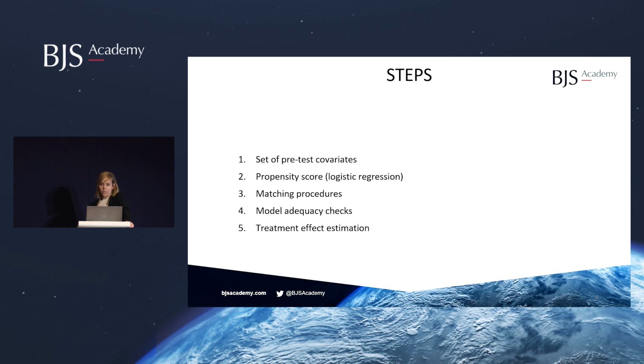So now that we understand a little bit the rationale of the propensity score, let's break down the process into the different steps. The first one and the most important one is to select a set of pretest covariates. And I will explain a little bit more. Then we will calculate the propensity score, usually by logistic regression. Then the matching procedure. Then we will check with the model adequacy checks, and then we will analyze the treatment effect estimation.